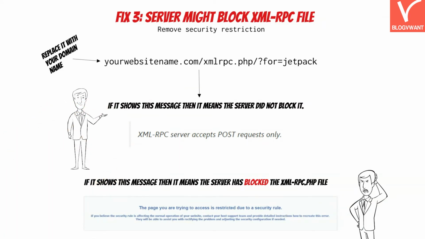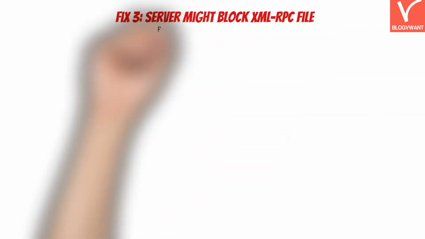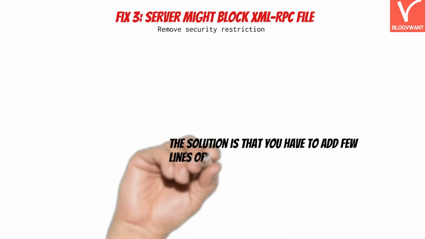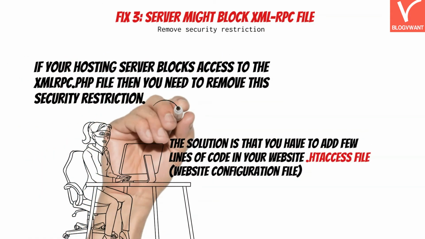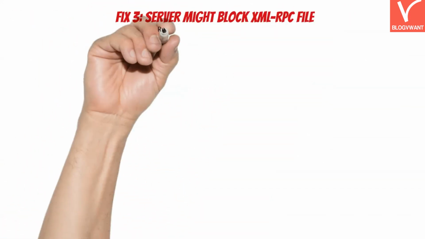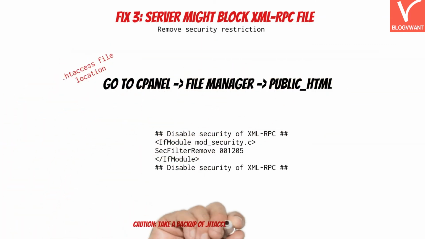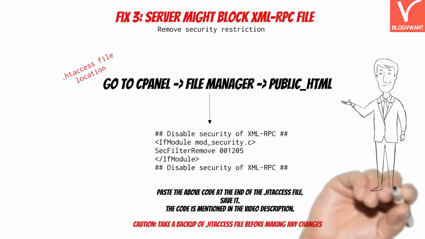the XML-RPC file. Suppose your hosting server blocks access to the XML-RPC.php file, then you need to remove this security restriction. For this, you are required to enter some lines of code into the website configuration or .htaccess file. The .htaccess file can be accessed through cPanel. Before making any changes to this file, please back up the original file. Then open it and paste the below code at the end of the last line.